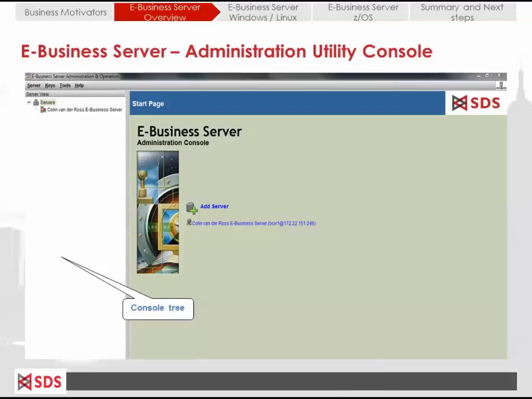Here's a screenshot of the administration utility console. To start the admin console, go to the Windows Start menu and select the Programs button, and then eBusiness Server and the administration client, and that'll launch the administration utility console for you.